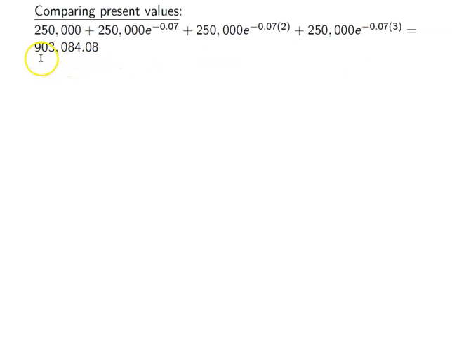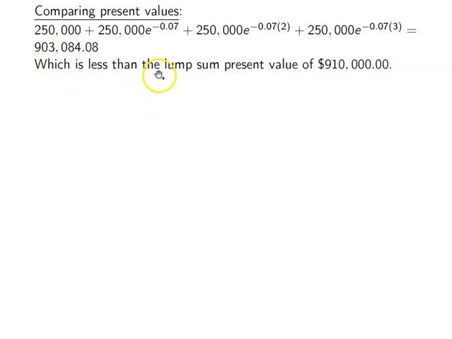So if we add that up, the present value of getting those quarter millions is going to be 903,000, which is less than the lump sum that they would be giving me of $910,000. So the present value of my payment plan is worth less than the lump sum that they would give me. So that's another way of looking at this.